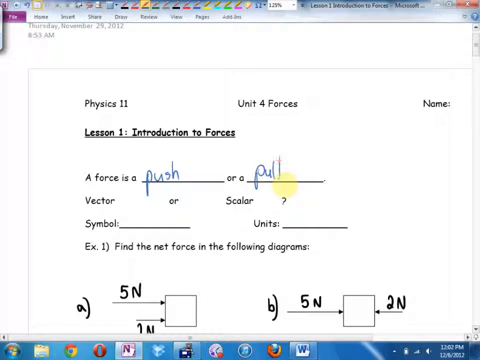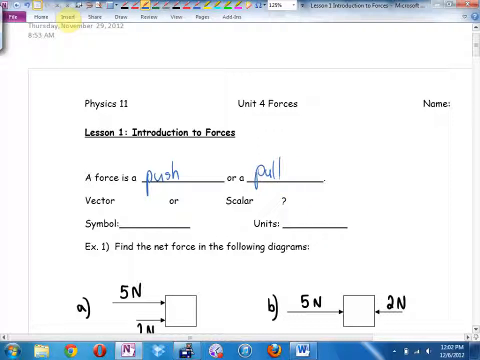I gotta be honest, there are some forces that technically aren't obviously a push or a pull. We'll get into those bizarre ones next year. But for now, what's a force? That. Or that. A push or a pull.